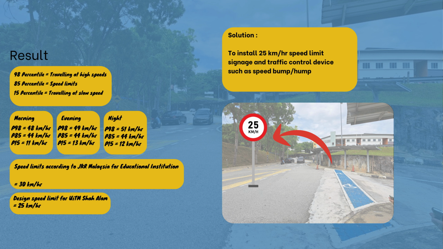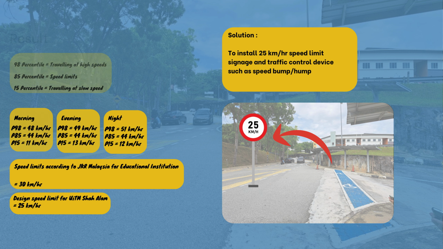According to GKR Malaysia, for educational institutions, speed limits should be 30 km per hour. Therefore, the suitable design speed limit to be installed at UiTM Shah Alam is 25 km per hour. The solution proposed to reduce vehicle speed is to install a 25 km per hour speed limit signage and traffic control devices such as speed humps and speed bumps. This will help to enhance road safety by regulating vehicle speed and reducing the risk of accidents.